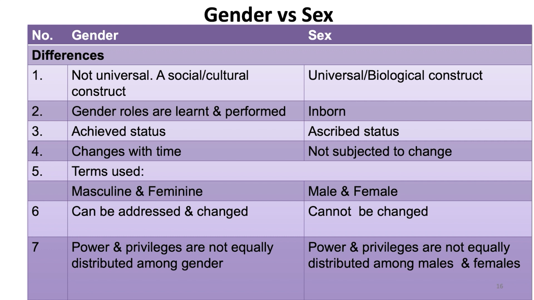There is a similarity between the two, because here also power and privileges are not equally distributed among gender. But the difference here is that the inequity has been developed by society with regard to gender, whereas in sex it is an already biologically determined difference between the man and the woman.